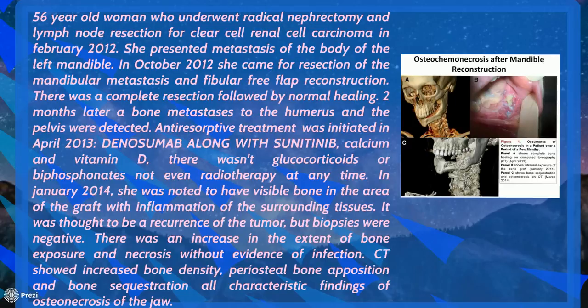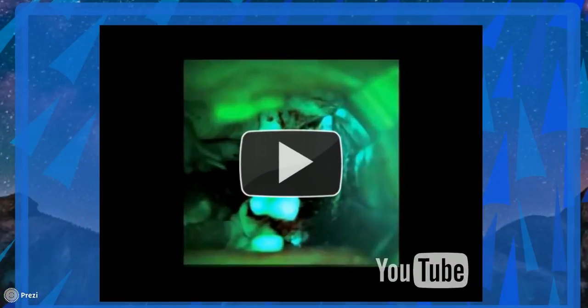In January 2014, she was noted to have visible bone in the area of the graft with inflammation of the surrounding tissues. It was thought to be a recurrence of the tumor, but biopsies were negative. There was an increase in the extent of bone exposure and necrosis without evidence of infection. CT showed increased bone density, periosteal bone apposition, and bone sequestration, all characteristic findings in osteonecrosis of the jaw. Here we can see a more specific case of osteonecrosis.